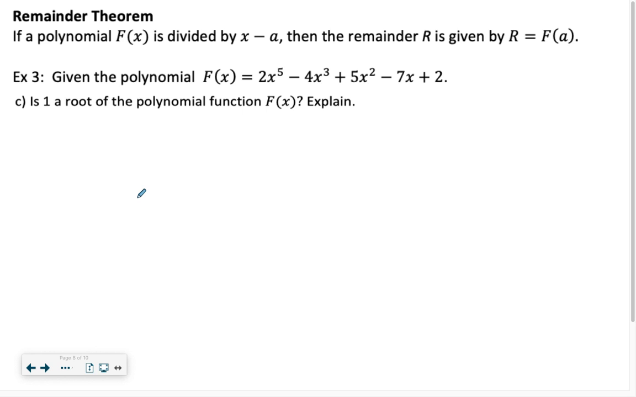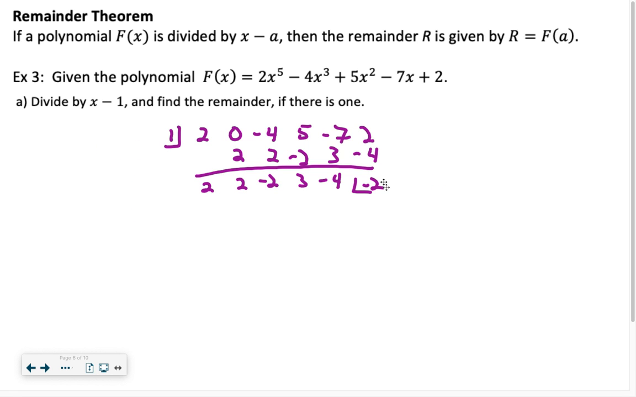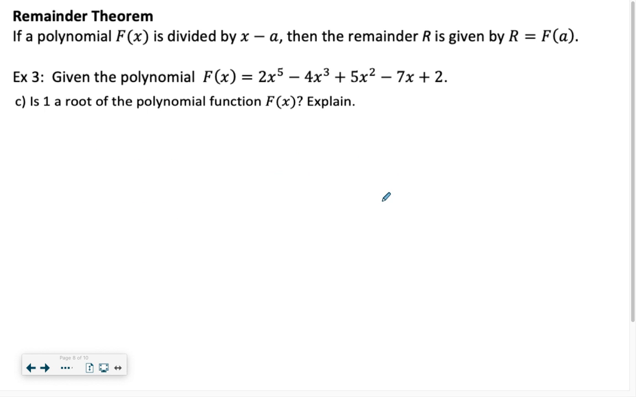Now, part C says, is 1 a root of this polynomial? Well, the answer would be no, because the remainder when we divided was not 0. Okay? In order for this to be a root or a solution or an x-intercept, we need the remainder to be 0. So part C, the answer is no. We can just say remainder is not 0.